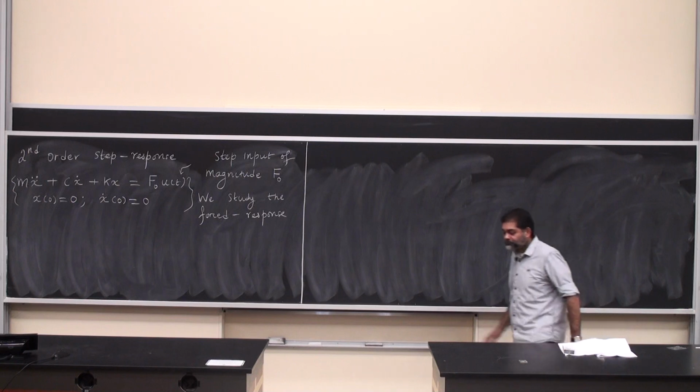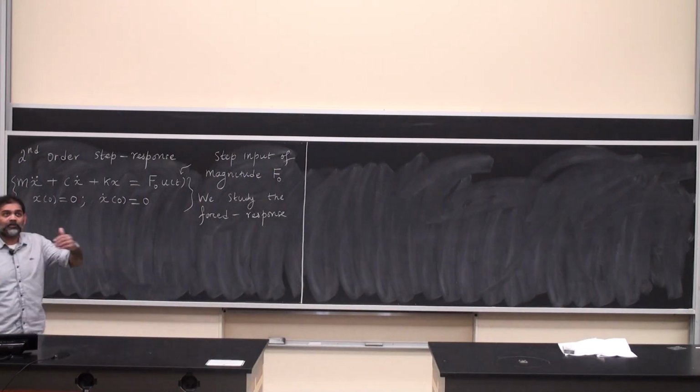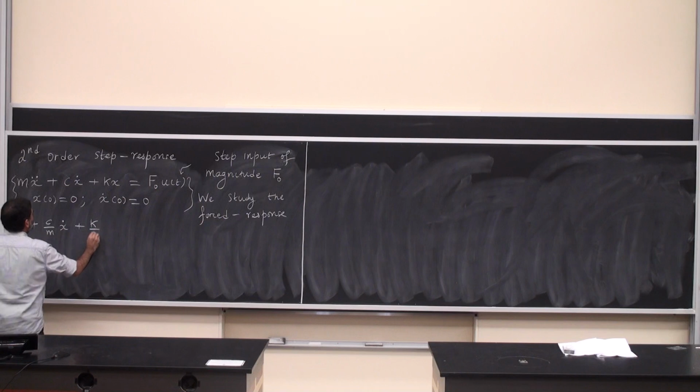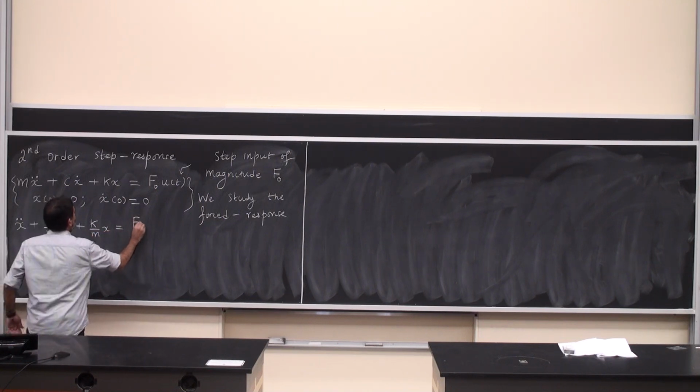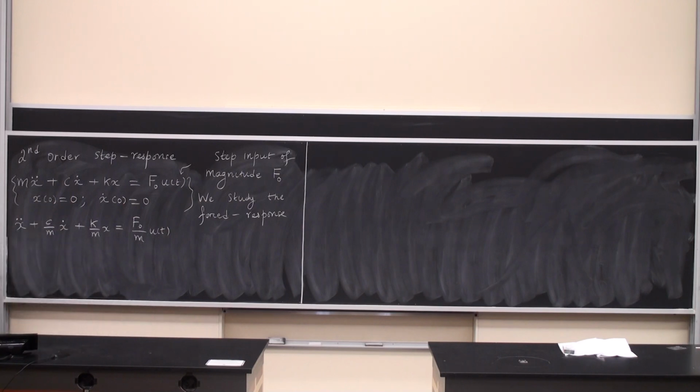What do we do? We first write it in the standard form, right, by dividing through by the mass. So these are all fundamental steps. We do this for every second order system. So I divide through by the mass. F naught by m times u of t. Okay?